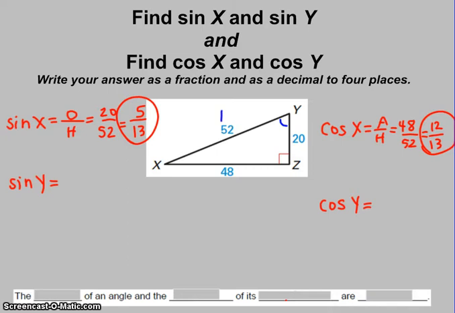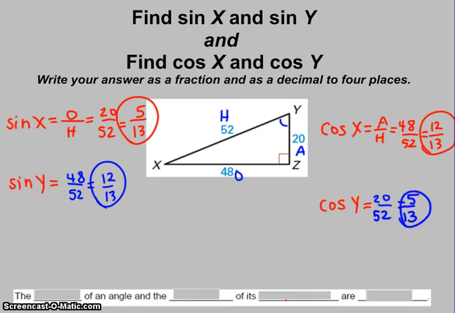So across from 90 is the hypotenuse, so 52 is still my hypotenuse. The side that touches angle y is adjacent. The side directly opposite of that is 48. So sine being opposite over hypotenuse, this would be 48 over 52, which simplifies to 12 over 13. And cosine of y is adjacent over hypotenuse, so 20 over 52, which will simplify to 5 over 13.